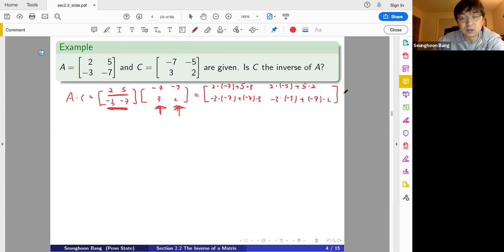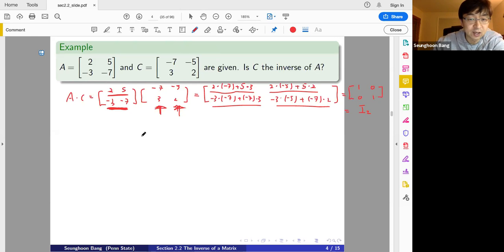So what happens? First: -14 plus 15 is 1. Then -10 plus 10 is 0. Then 21 minus 21 is 0. And 15 minus 14 is 1. We have the 2 by 2 identity matrix.